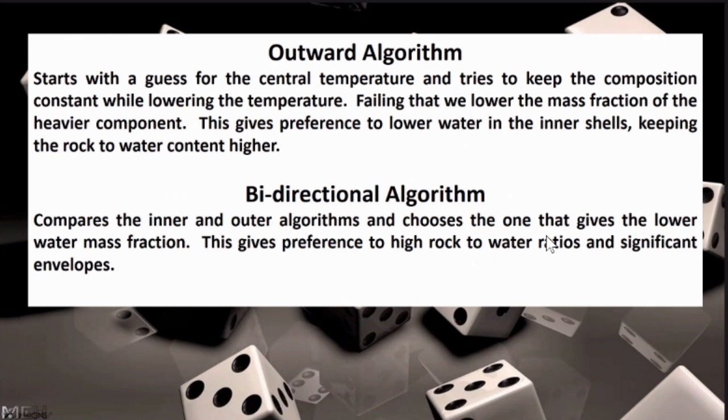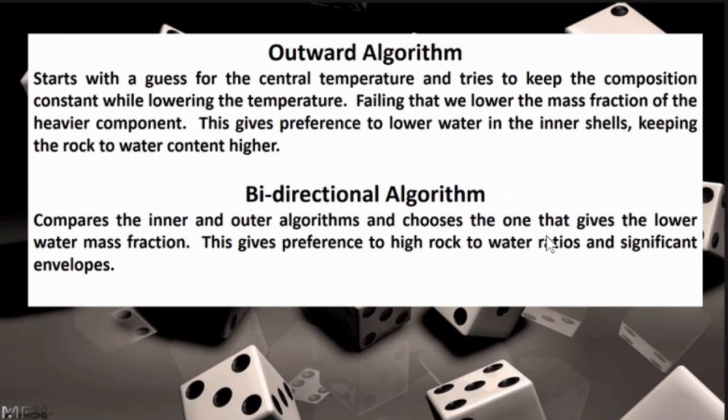This kind of an algorithm likes to keep less water in the planet because it wants to keep the rock the same. And so that's good. That takes us in the direction we want for high rock to water ratios. The problem is that when you get to the edge of the planet, your temperature is 2,000 degrees or something, which is way too hot. So it's a nice idea, but it doesn't work.